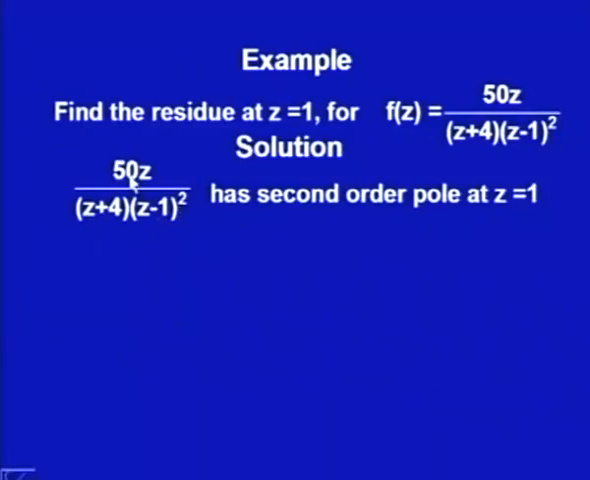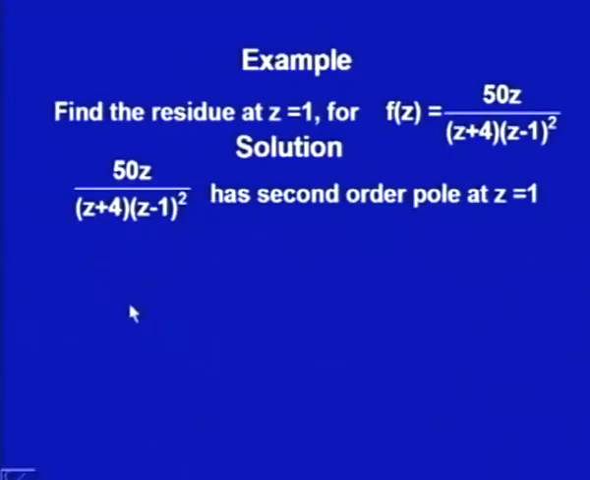We see the function is of the form p(z) upon q(z), and q(z) has zeros at minus 4 and at 1. Moreover, you can see that the zero at 1 is of order 2. In other words, this function has poles at minus 4 and 1, and the pole at 1 is of order 2. So this is a second order pole at z equal to 1, and we have to find the residue at z equal to 1. Here we have the case where the pole is of order greater than 1.